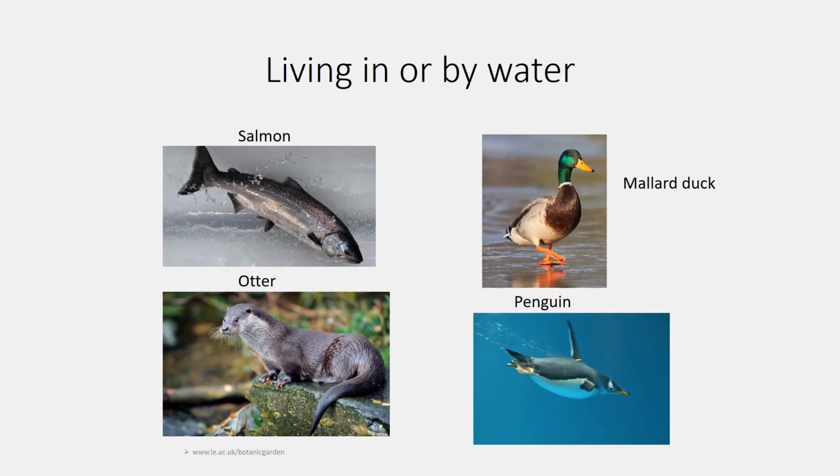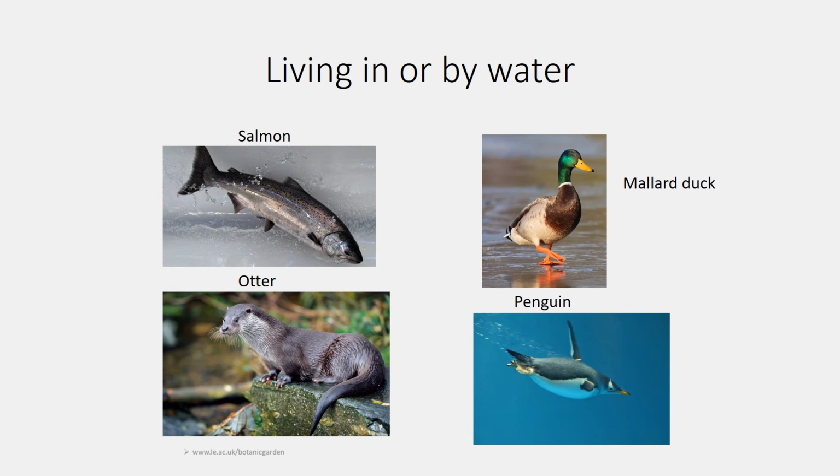But what about the opposite condition, too much water? For those that spend a lot of time swimming, such as fish, penguins and otters, they are very streamlined. Salmon and other fish have gills so they can absorb the oxygen from the water and don't need to come out of the water to breathe. They have a tail and fins to help them move efficiently in the water.